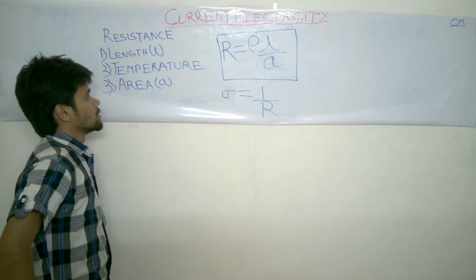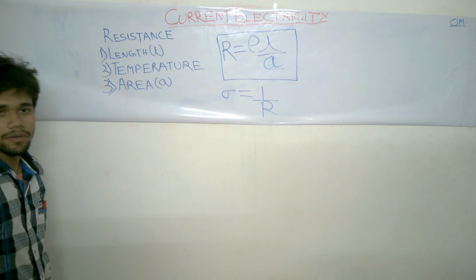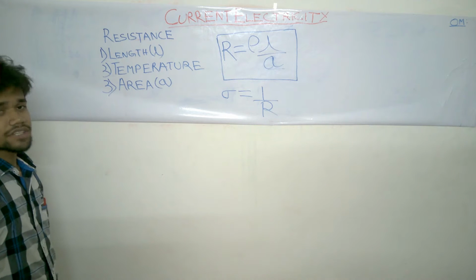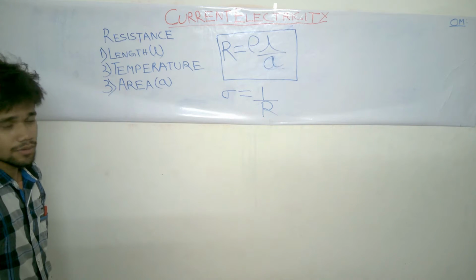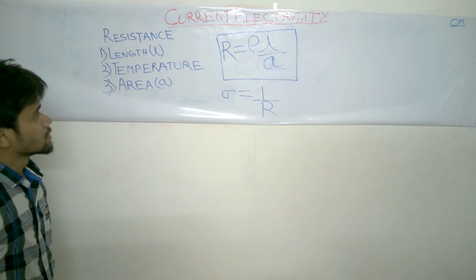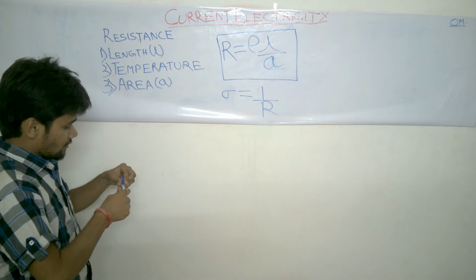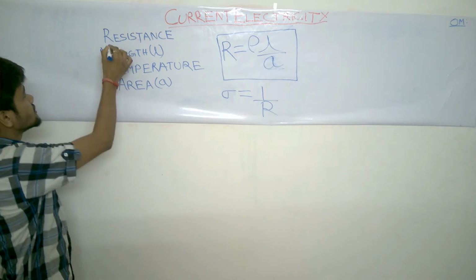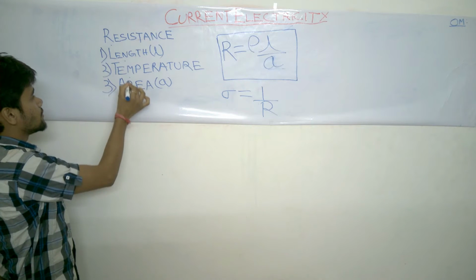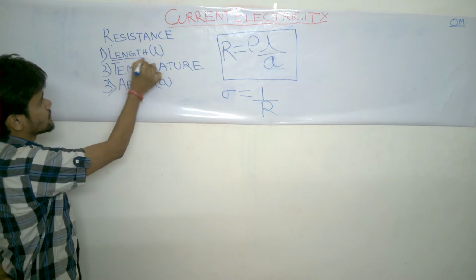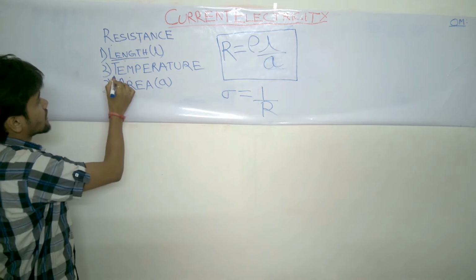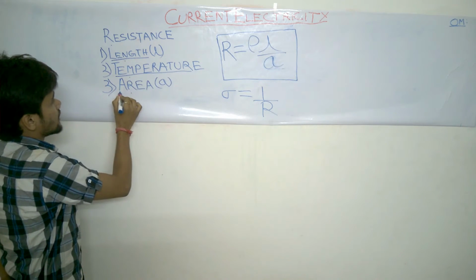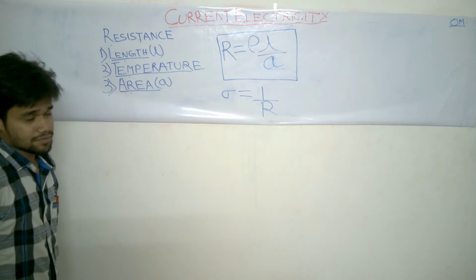Hello friends, so in our previous lecture we discussed three important concepts: voltage, current, resistance, and Ohm's law was the fourth one. So now we will move on with resistance. Now this resistance depends on three important parameters. One is the length of the material, second is temperature, and third is the area of cross section.